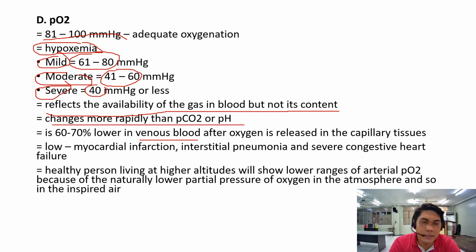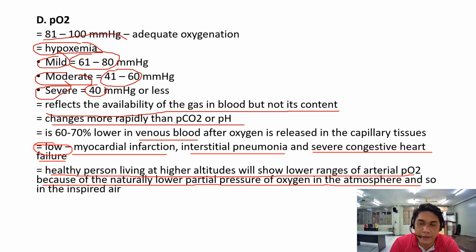Now, what are the conditions associated with a decrease or low PO2 level? You have myocardial infarction, interstitial pneumonia, and severe congestive heart failure. Now, healthy persons living at higher altitudes will show lower ranges of arterial PO2 because of the naturally lower partial pressure of oxygen in the atmosphere.